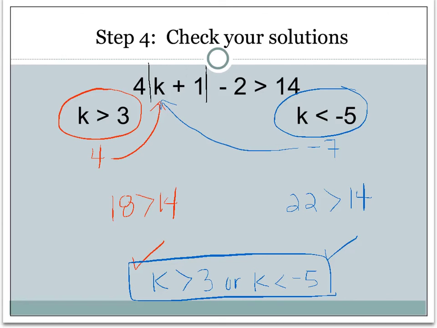Excellent job. Now you should know how to solve absolute value equations and absolute value inequalities. I would remind you again that you can go back and watch both of those videos, the equations and the inequalities, so feel free to do so if you need extra help.